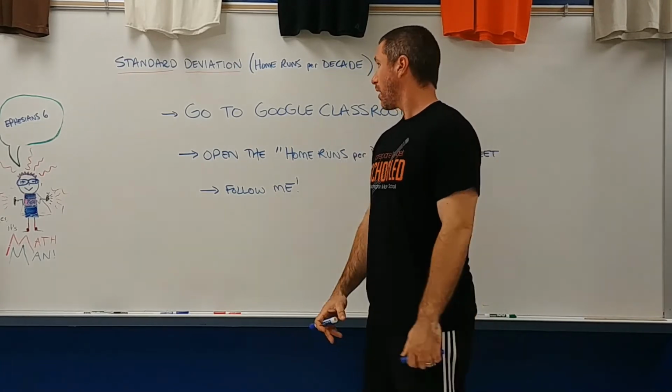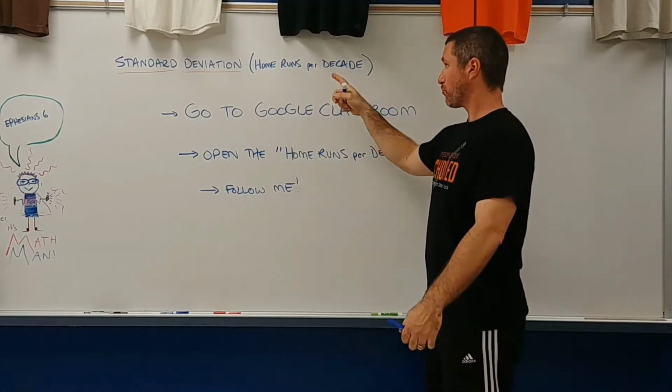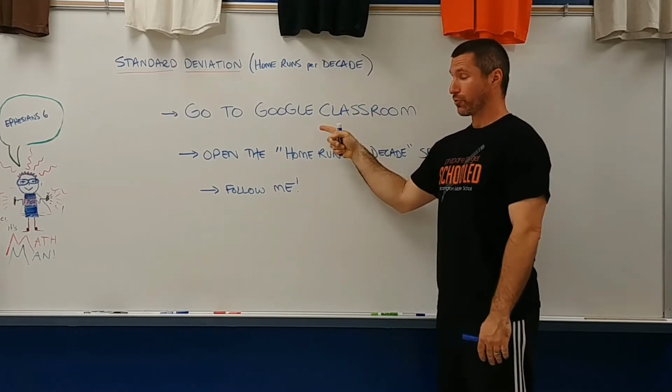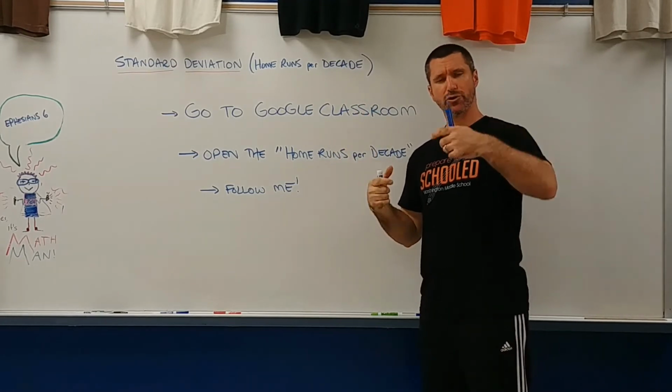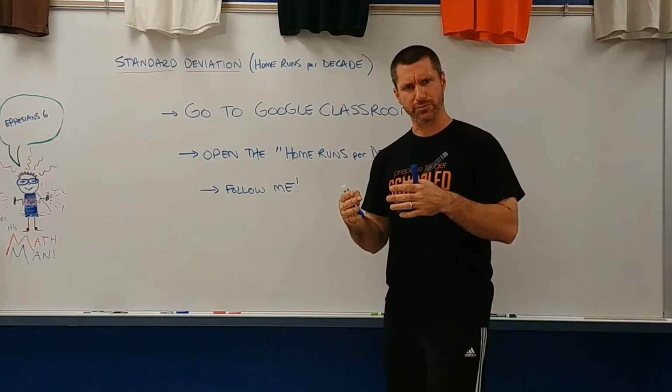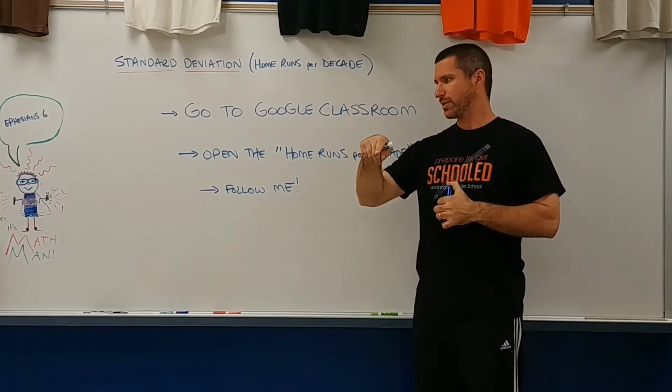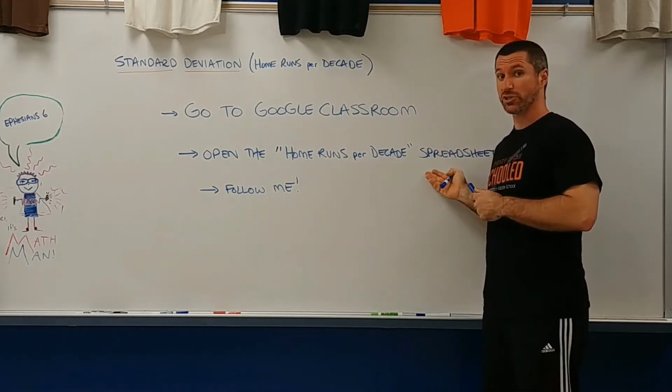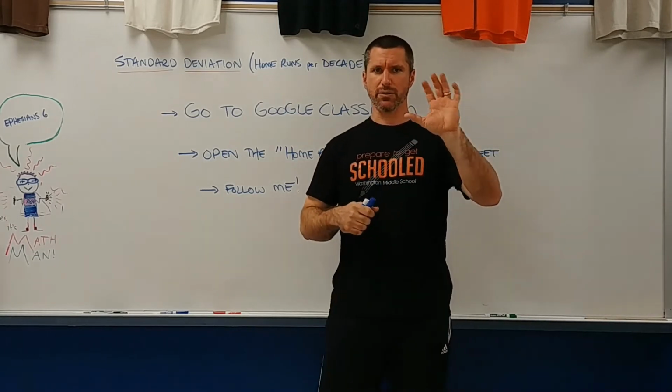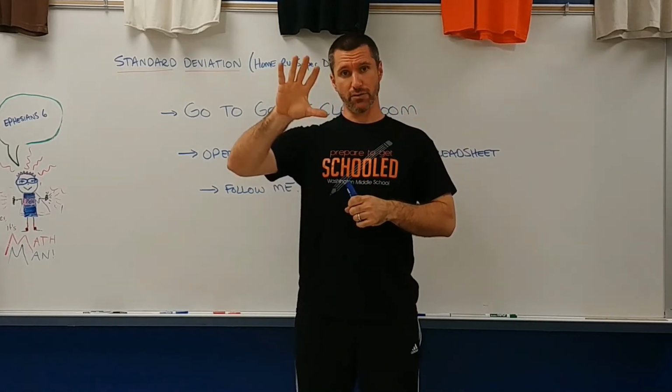Yeah. All right. Today, standard deviation, home runs per decade. Go to Google Classroom right now. Well, go to my website. You can click on it if you want, but just go to Google Classroom. And there's an assignment that says home runs per decade, spreadsheet. Open that up, maybe over here, and then put the video right here.